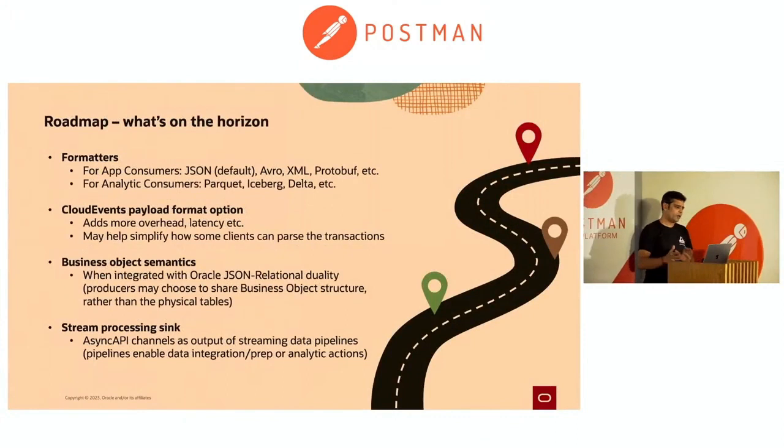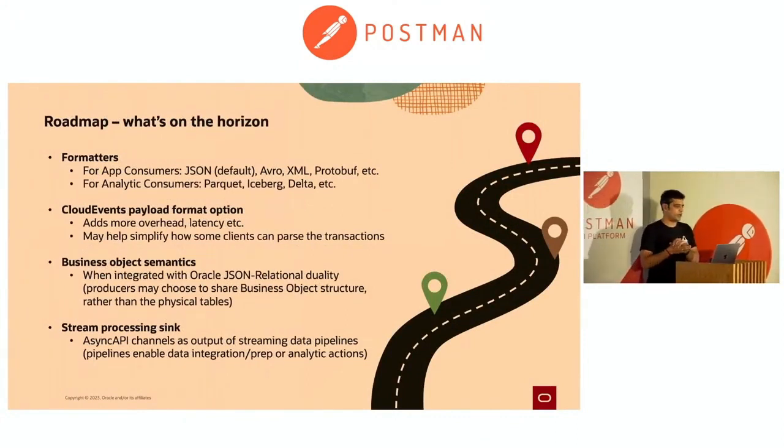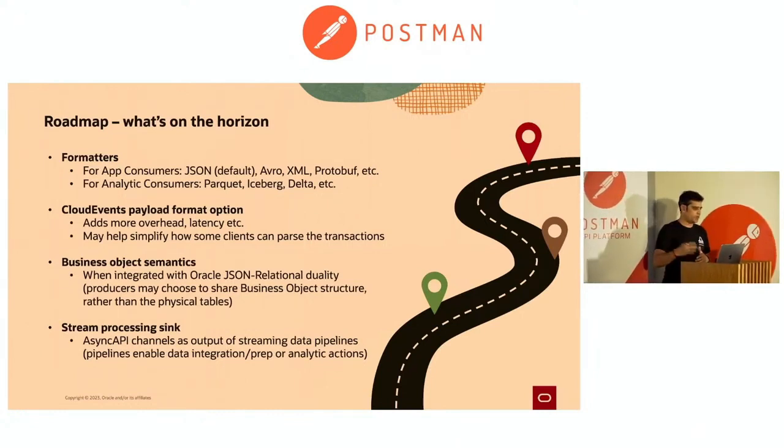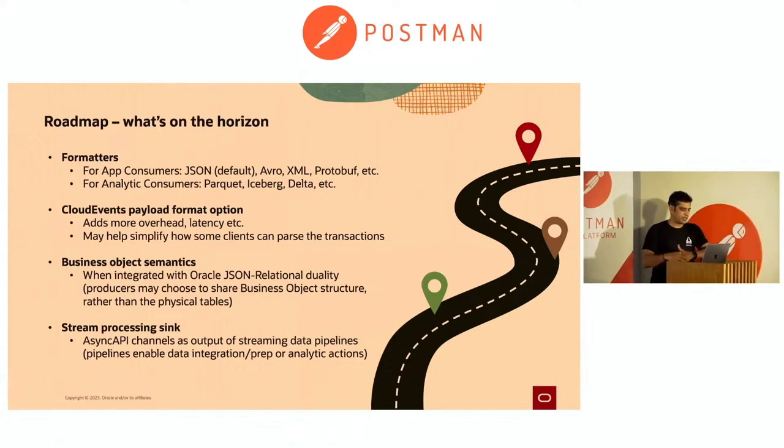And this is our roadmap. Currently it is only JSON as a default, but moving forward, we'll have Avro, XML, Protobuf, etc. And for the analytics side, we have Parquet, Iceberg, Delta, etc. We're also planning to implement this in CloudEvents. Again, it adds a little overhead and latency, but it may help simplify how some clients can pass the transactions. It also enhances the automation work.